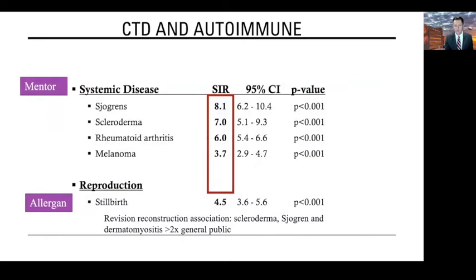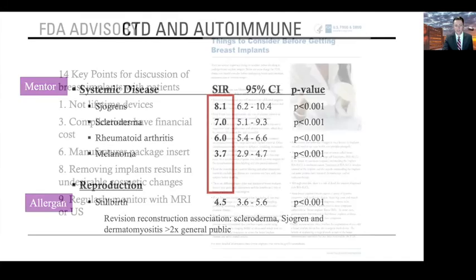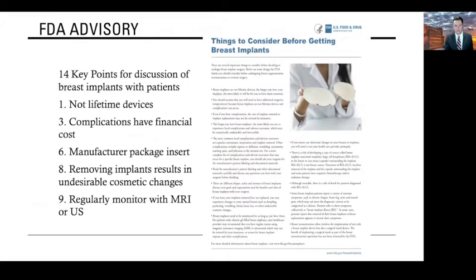Also noted in this very large study was some patients developing systemic disease. Sjogren's, scleroderma, rheumatoid arthritis were statistically significant, and this was true of both Mentor implants as well as Allergan implants. Based on this, the FDA put together an advisory of things to consider before getting breast implants, and they recommend these be explained to all patients that are considering breast implants.